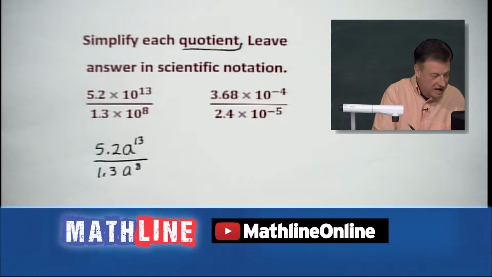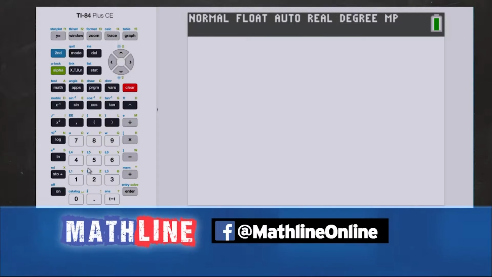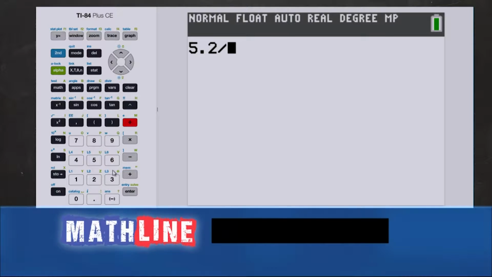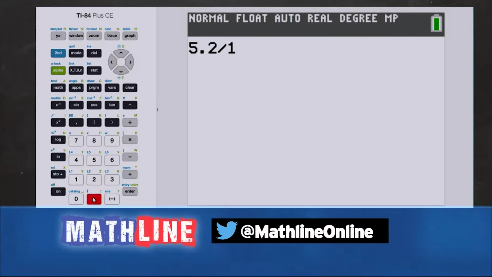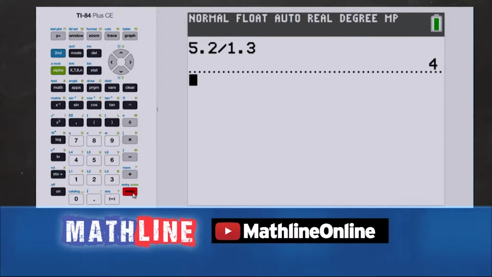Calculator time, let's see what happens there. I've got 5 and 2/10. And you all are already on your calculators, right? Nod your heads with me. Thank you, folks. Very good. This one I'm thinking is going to come out even. It's supposed to come out even. Sometimes, yeah, there it is. So we end up with 4.